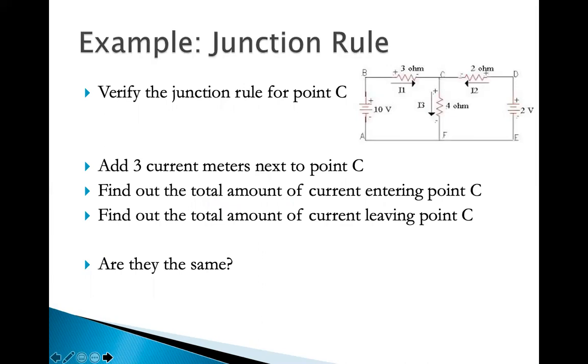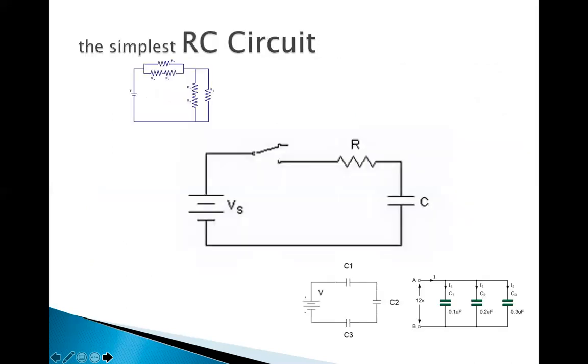So here's an example of a junction rule. So verify the junction rule. Actually, this is a lab assignment. We're going to add 3 meters next to point C, immediately next to point C. And in the lab, when you add the meters, use a wire between the meter and the resistors. Don't add the meters directly to the resistor, either for simulation or for real instrument. Find out the total amount of current entering point C and find out the total amount of current leaving point C and indicate if they're the same or not. We can do this in the lab for simulation or for real instruments.